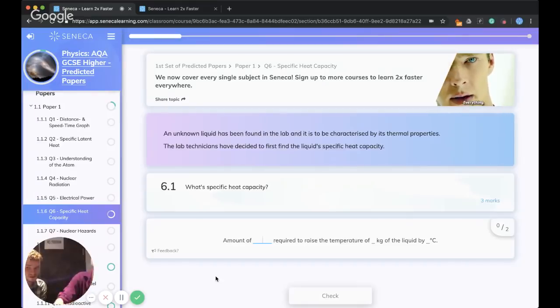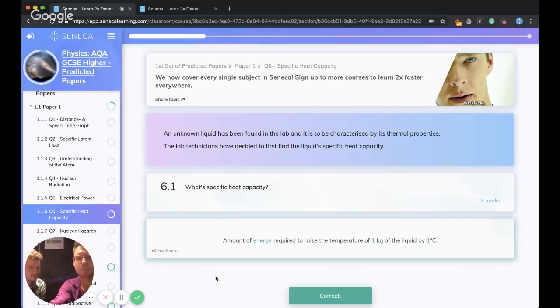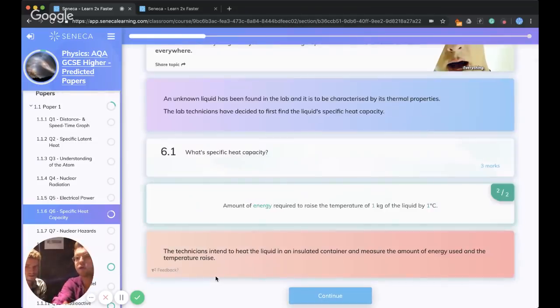It is the amount of energy required to raise the temperature of how much, Tom? 1 kilogram by 1 degree Celsius. It's easy to remember because it's energy, 1 kg and 1 degree Celsius.